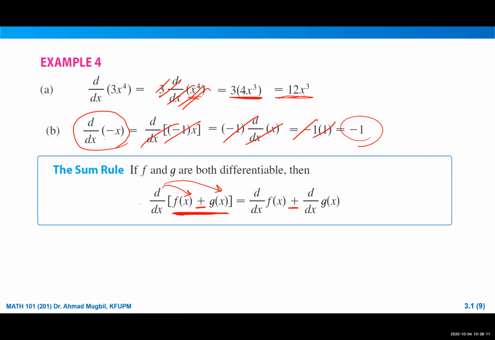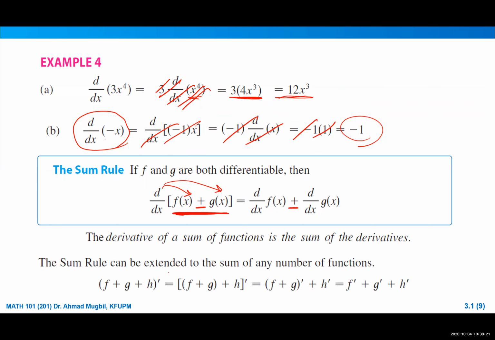So this says that you can distribute the limit over the sum. Sorry, not the limit. It is of course coming from the limit. You can distribute the derivative over the sum and over the difference. And the derivative of the sum is the sum of the derivatives. And you can generalize or extend this to any number of functions. If you have 3 functions, 4, 5, whatever, you can distribute the derivative. So (f plus g plus h) prime will be f prime plus g prime plus h prime.